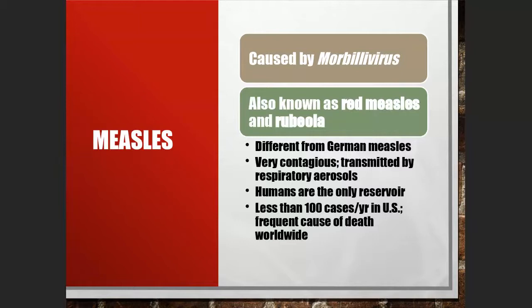Measles. Again, this is the most contagious type of disease. It is very, very contagious. The ID, or infectious dose, for measles is one. It means that one virus is able to start disease in the human host. And humans are the only reservoir for measles viruses. This measles virus is a morbillivirus, the one that causes measles.